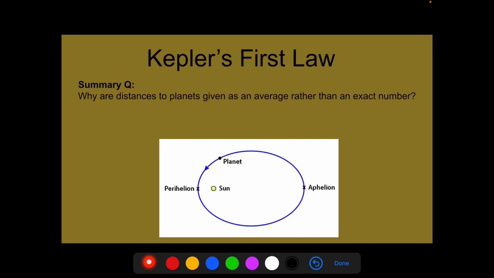Why are the distances to planets given as an average rather than an exact number? That's probably a question that you've heard talked about in class before, so you should be able to answer that at this point.